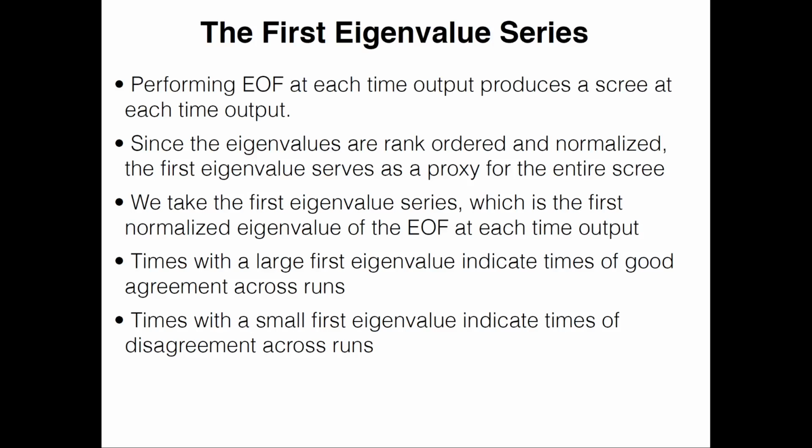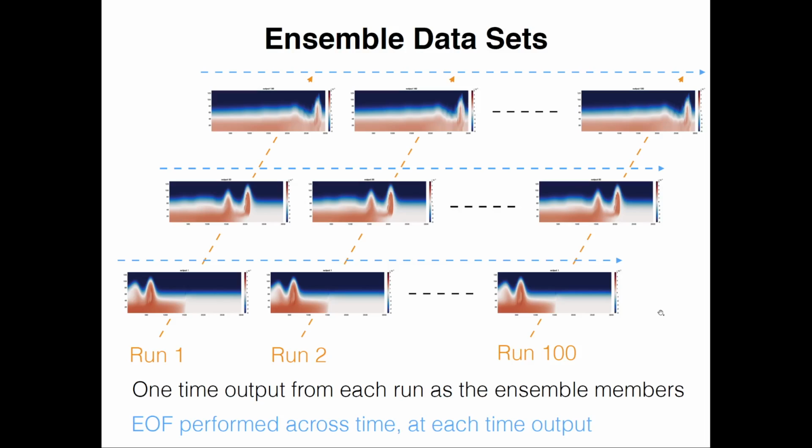So a large first eigenvalue corresponds to variance being captured by only one EOF. And a small first eigenvalue corresponds to not much variance being captured by a single EOF, meaning more EOFs need to be added in order to get a good approximation of what's going on. So since the first eigenvalue serves as a proxy for the rest, we're not going to worry about all the other eigenvalues. We're just going to consider the first eigenvalue.